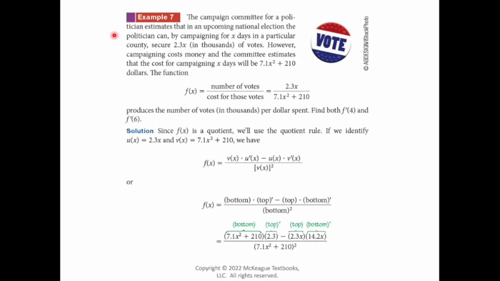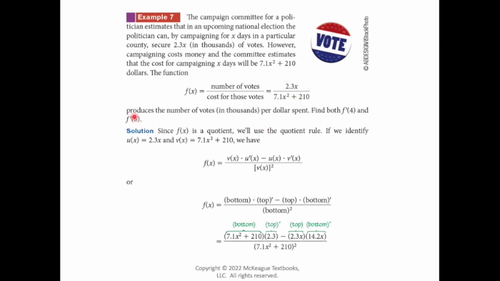Looking at our last example, it says the campaign committee for a politician estimates that in an upcoming national election, the politician can, by campaigning for x days in a particular county, secure 2.3x in thousands of votes. However, the committee estimates that the cost for campaigning for x days will be 7.1x squared plus $210. So they set up this function as a ratio between the number of votes and the cost for those votes, where x is the number of days of campaigning.